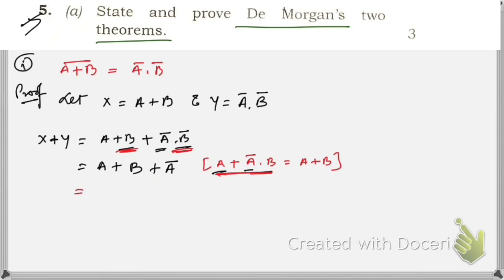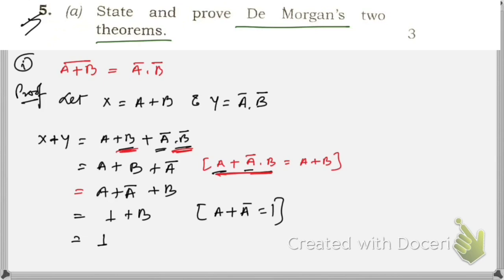Now you see a plus a complement plus b. a plus a complement is equal to 1, so that's going to be 1 plus b, and 1 plus b is again 1. This is a property. 1 plus a is going to be 1. This is a property of Boolean algebra.